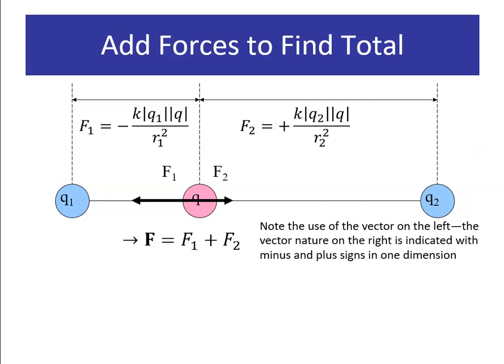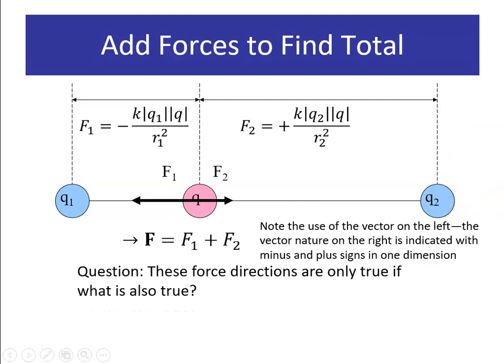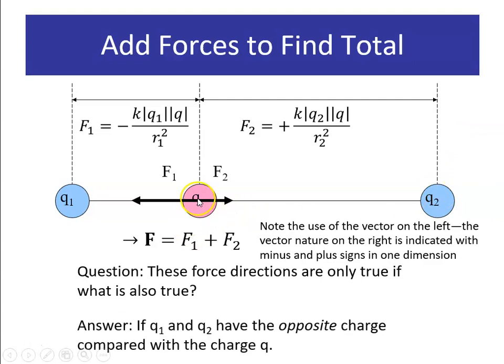So, the answer is that these charges, Q1 and Q2, must be opposite in sign to our pink charge. So if the pink charge is positive, then Q1 and Q2 are negative. If the pink charge is negative, then Q1 and Q2 must be positive.